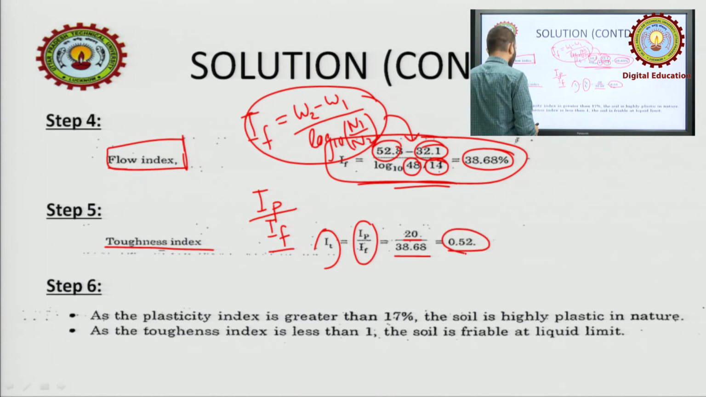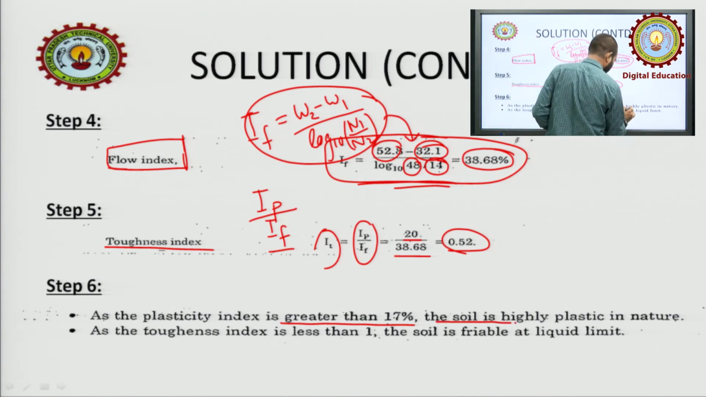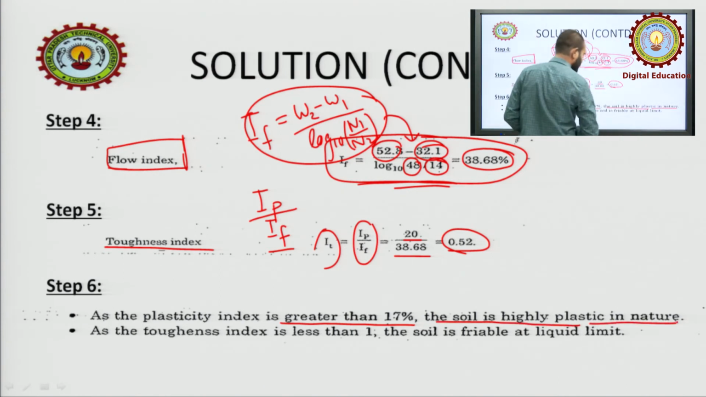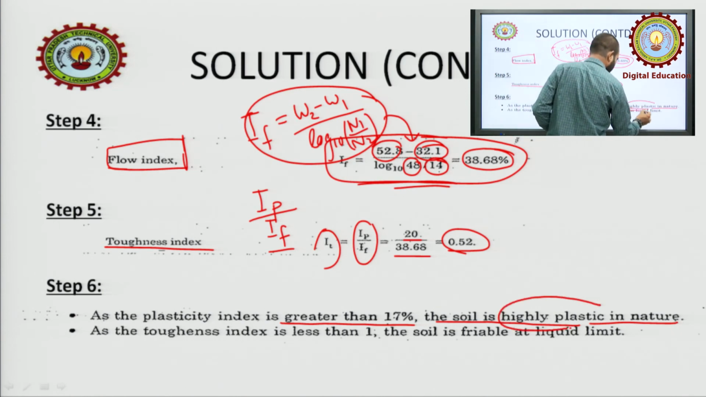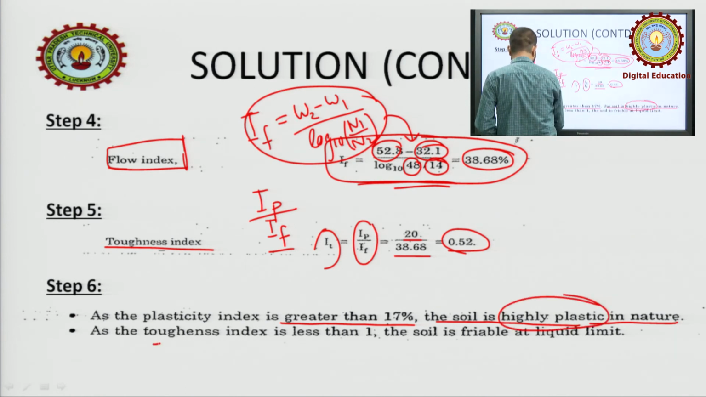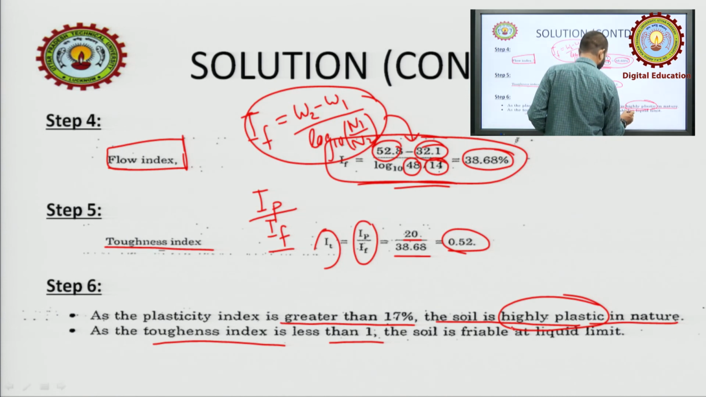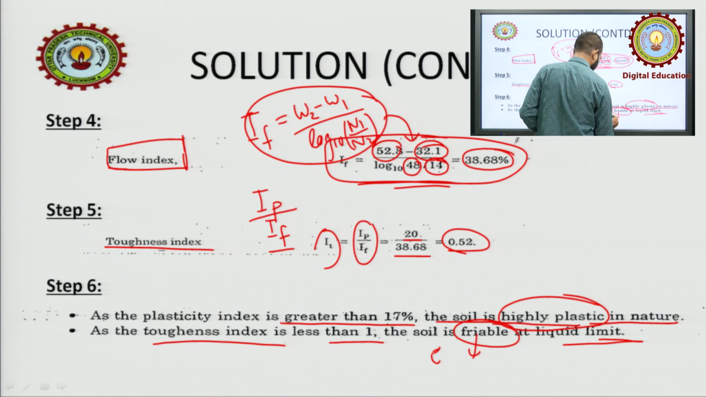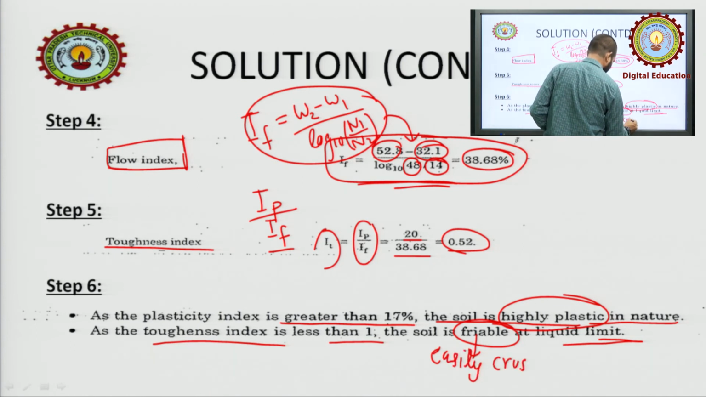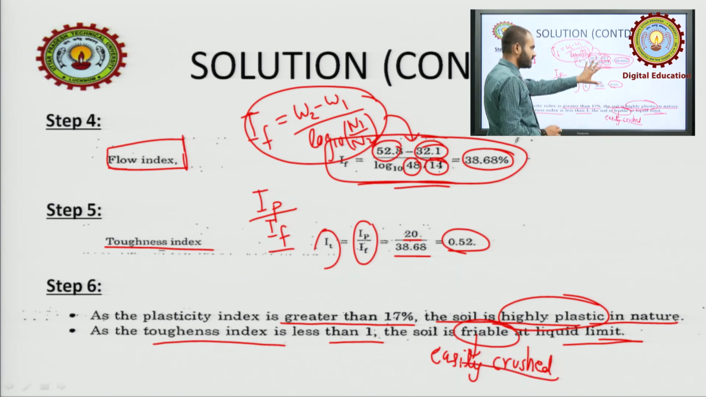Now, if you remember the chart for plasticity index, since the plasticity index is greater than 17, the soil has high plasticity in nature. It is highly plastic. The toughness index is less than 1, so it is friable. At the liquid limit, this means it can be easily crushed. So this was it about this question.